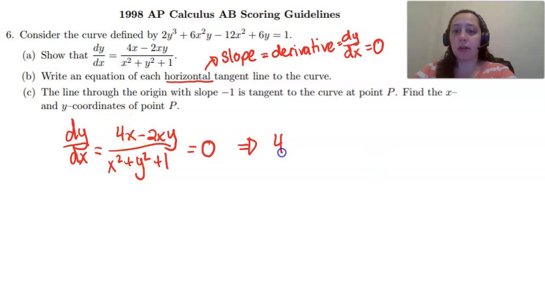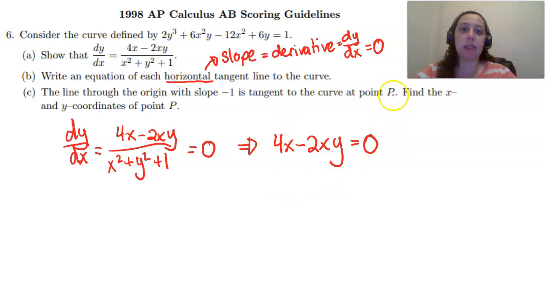So this implies that 4x minus 2xy, our numerator, must be equal to 0. So let's play around with this to see if we can try and solve it. We have x in both of these terms and a factor of 2. So I'm going to factor out 2x. What's left here is 2, and what's left in the second term is y.